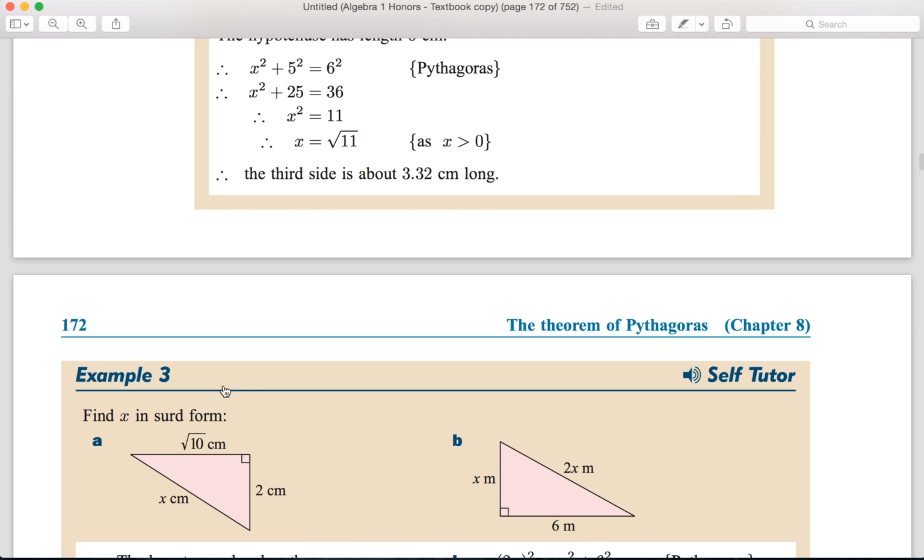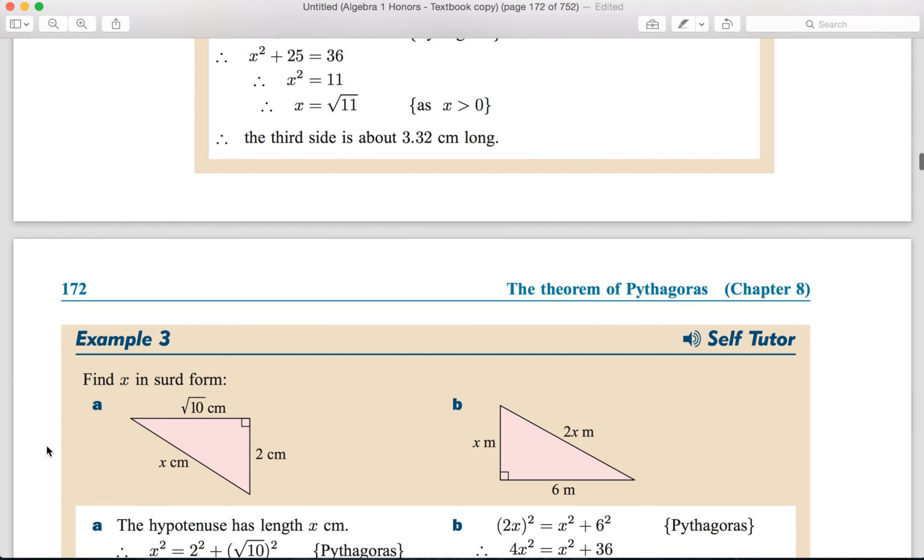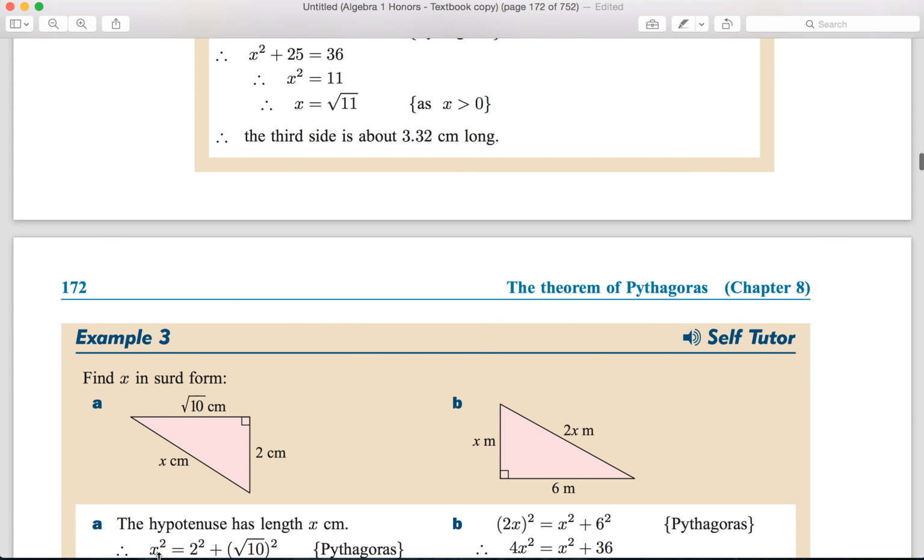All right, we're going to do 3a, which is right here. Find the side x in surd form. Do you remember surds? Surds are these numbers inside of these root symbols. All right. How do you think we could set up this triangle in Pythagoras' theorem? Try to write that down and also copy down this triangle into your notebook. All right, you should have found that we could write that x squared, which is the hypotenuse squared, equals 2 squared plus root 10 squared.